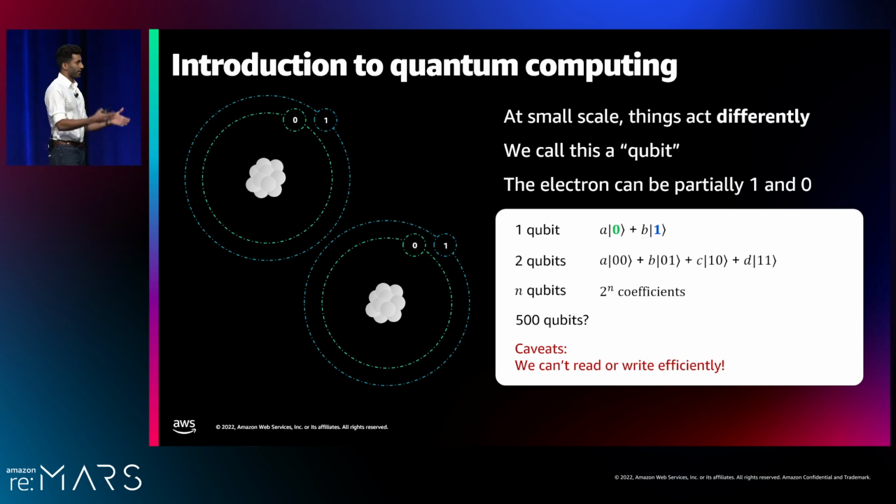But of course, there are tons of caveats, and these are big caveats. First off, we can't write data to this quantum state efficiently. If you want to fill in all of those A's and B's and C's with whatever you want, that's exponentially many A's, B's, and C's. So it'll take exponential time.